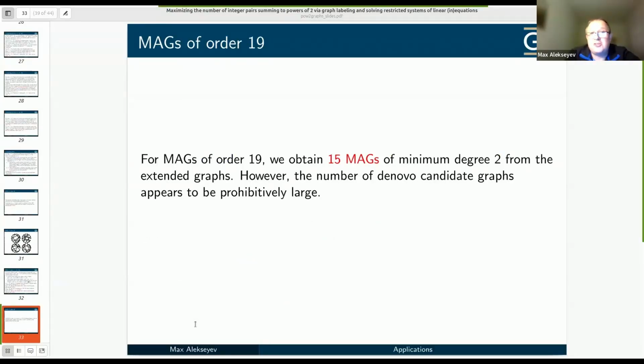However, we need also max of order 19 and 20. For order 19, it's very easy to get max of minimum degree 2. There are just 15 of them. However, the number of de novo candidate graphs appears to be prohibitively large. I don't even know how many of them. The Nauty tool cannot even compute the number of those graphs. Therefore, the approach that I explained on the previous slide doesn't work here.